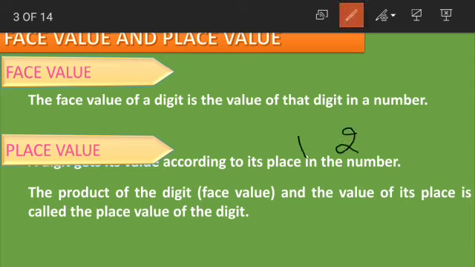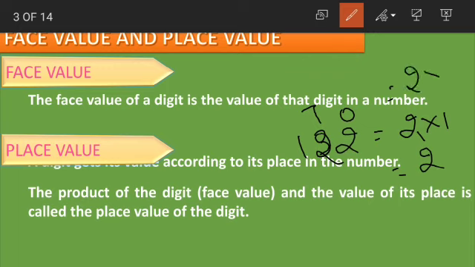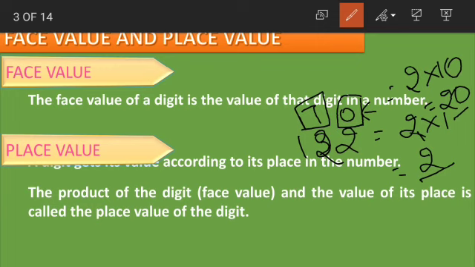Like if I write 2 in the ones place, the place value of 2 will be what? 2 into 1, which is equal to 2. And if I write the same digit 2 in the tens place, what will its place value be? Its place value will be 2 into 10, which is equal to 20. Right? The place value is changing depending on the place. In the ones place, its place value was 2. In the tens place, its place value became 20.